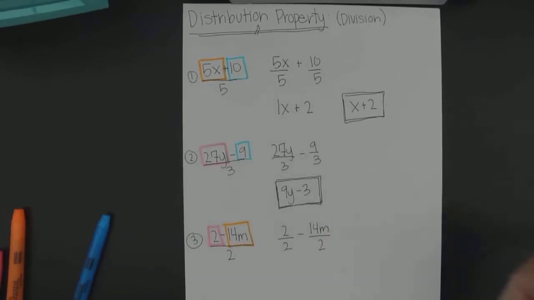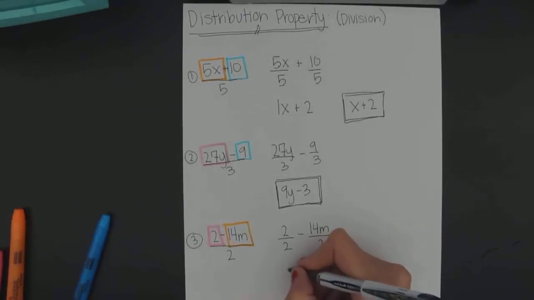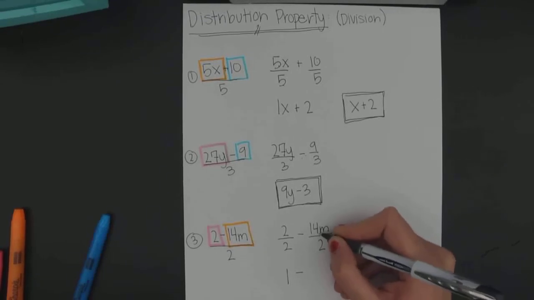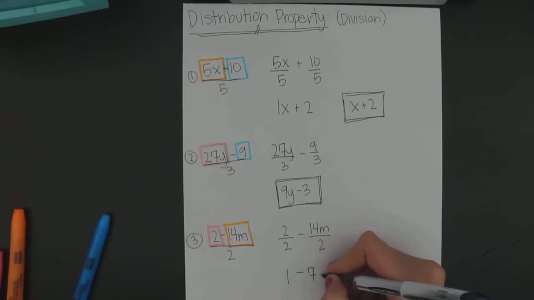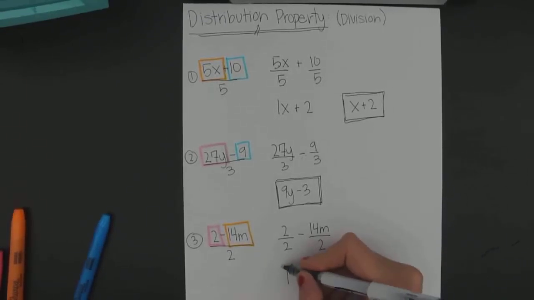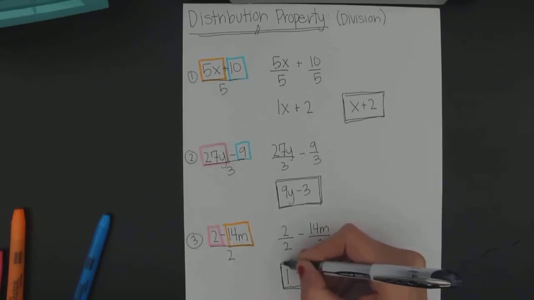14m over 2. 2 divided by 2 is 1. Subtract 14 divided by 2 is 7. And I just keep my m. So my answer on this one would have been 1 minus 7n.